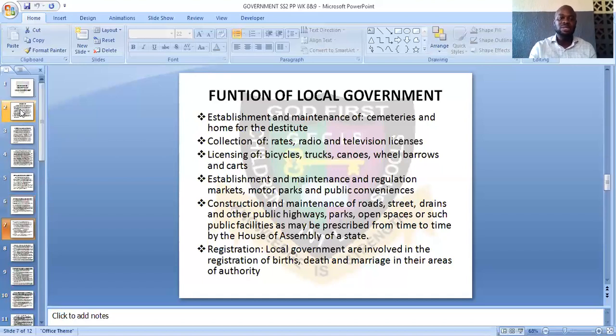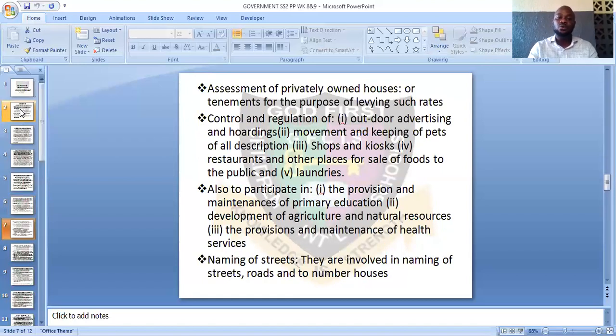Then there is assessment of privately owned houses, and determining the purpose for levying such rates. It is normally the local government that should decide on the tenement rate that should be given to people, the tenants. And sometimes some local governments have some privately owned houses, and the money they call the rent, which they collect from such tenants, goes to the local government account.